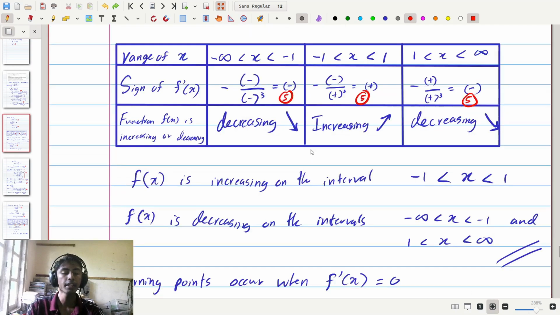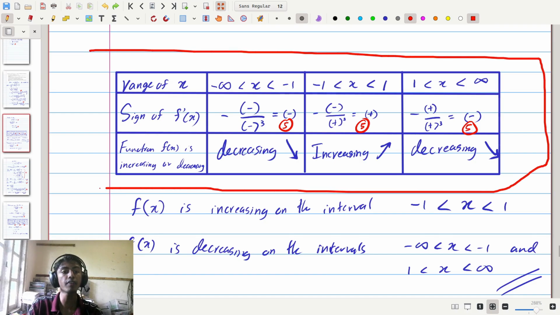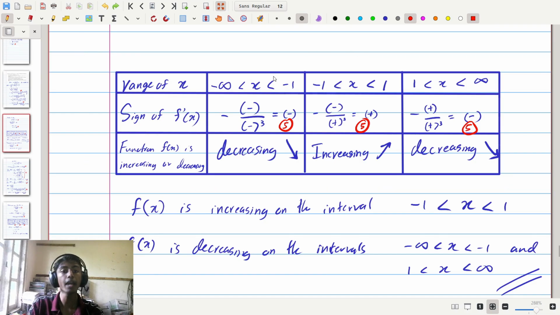Now after that, when you then consider the ranges of f'(x), consider the values of x that you're going to need, and for each of these ranges of x, when you find whether the sign of f'(x) is positive or negative, for getting each of these correct and writing decreasing, increasing, and decreasing respectively, you get 5 marks, 5 marks, and 5 marks.